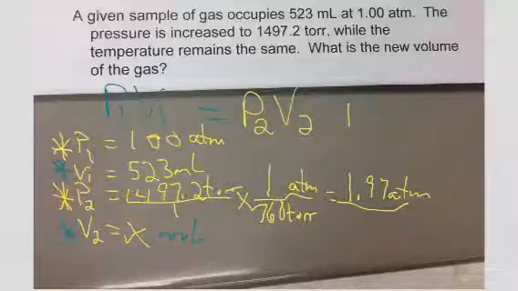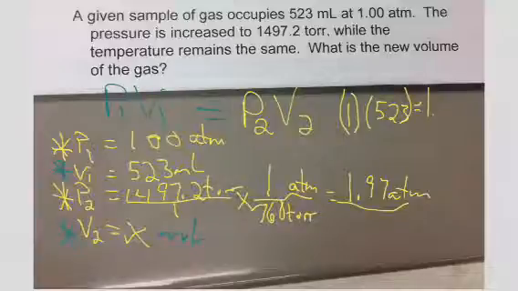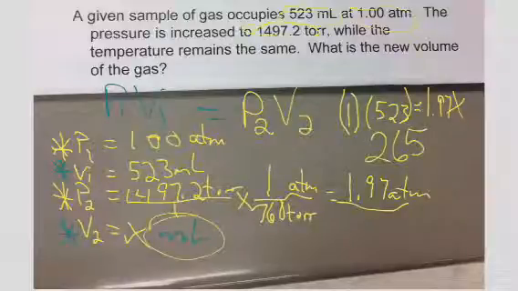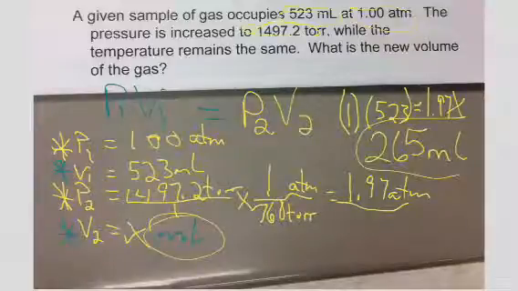So we have 1 times 523 equals 1.97 times x. Solve for x. And for significant digits, go back up to the typed part and use the least amount, so 3. So 265 is our answer here. And we said we were going to label that in milliliters, so we label it milliliters. And you're welcome to take it to scientific notation also if you would like.